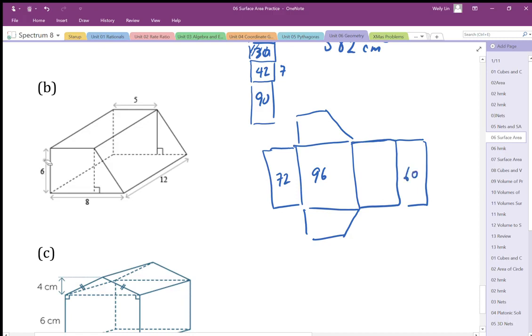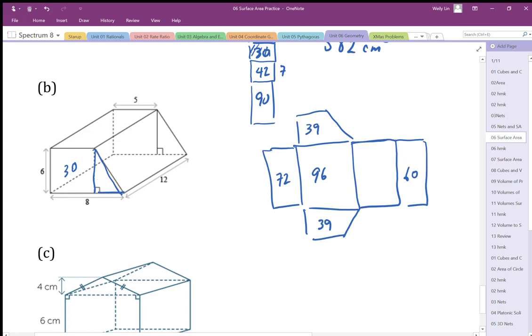The side surface here, well, we can do it this way. We can do 6 by 5 is 30. And this little triangle here, okay, it's going to be 3 by 6. Well, 3 times 6 divided by 2 is 9. So we can say that each one of these surfaces is 39 units squared.